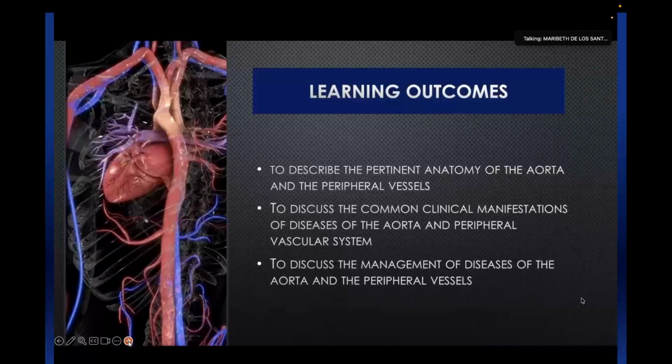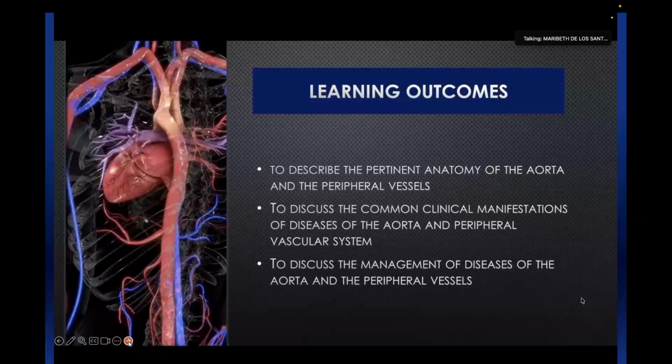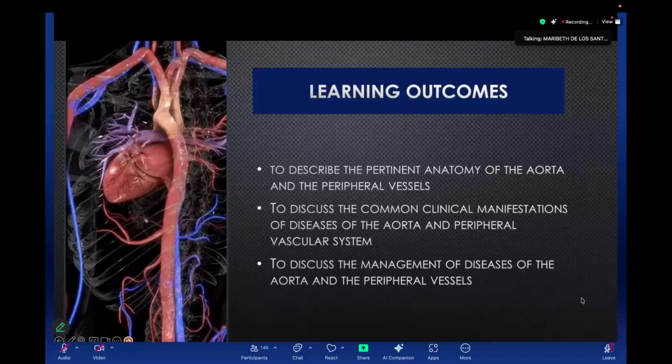Now, at the end of the lecture, the students are expected to describe the pertinent anatomy of the aorta and the peripheral vessels relative to the lecture on diseases of the aorta and peripheral vascular bed. We'll be able to discuss the common clinical manifestations of diseases of the aorta and peripheral vascular system. And you'll be able to discuss the management of diseases of the aorta and the peripheral vessels.